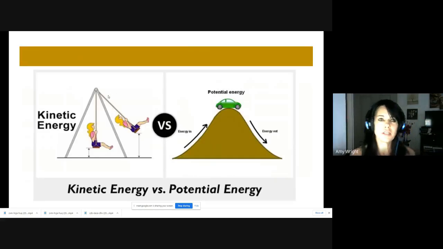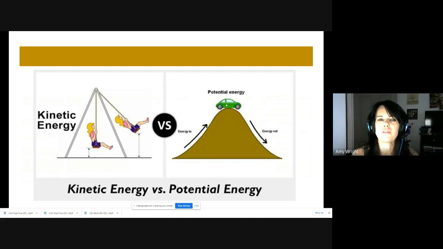Okay, so kinetic energy versus potential energy. She's on the swing here. As she's going back, that's her kinetic energy, right? Her potential energy is the greatest right here, where she's up at the highest just before she goes down. That's her potential energy. Her potential energy is actually in motion.